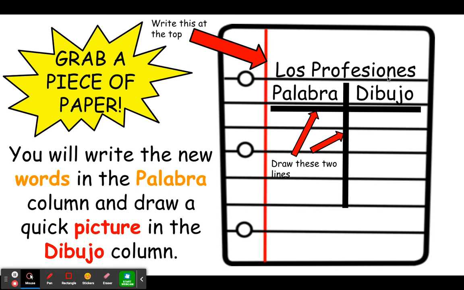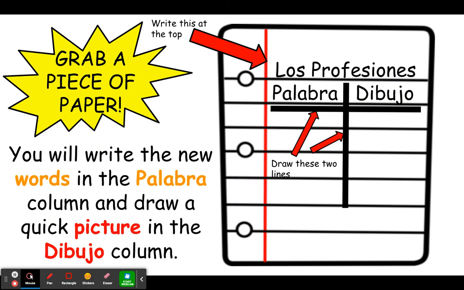After you write that, you will draw a T-chart, so one line down the middle and one line across, so it looks like a T. In one side of the T, you will write palabra, and the other side, you will write dibujo. If you need to, pause this video and do this on your paper.